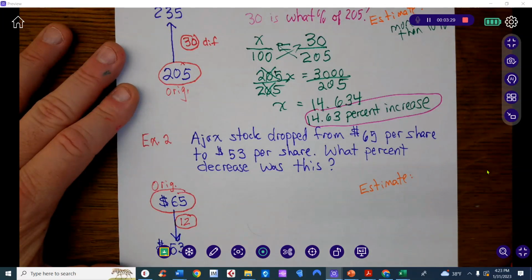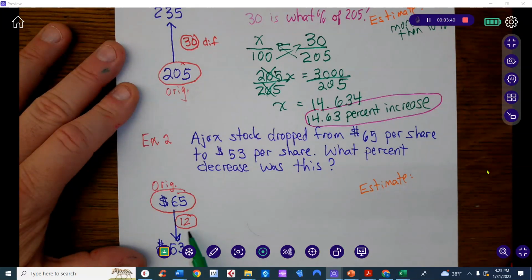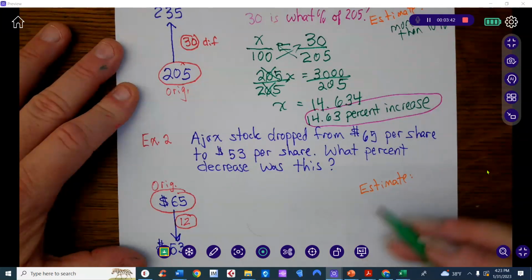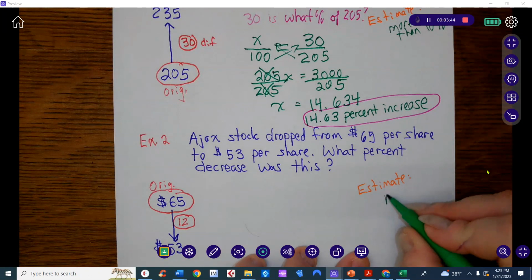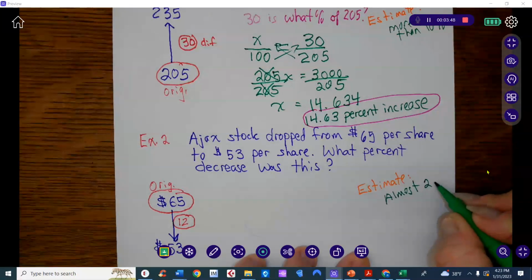Okay, let's again take a look at this. What's 10% of 65? That would be 6.5. 20% would be like 13. So 12 is going to be in the range of 20%. Not quite, but let's make an estimate of almost 20%.